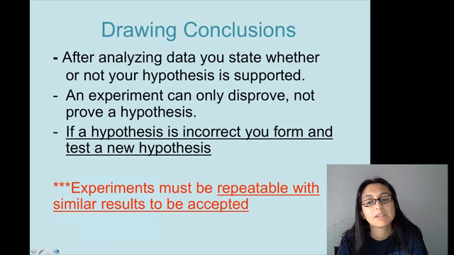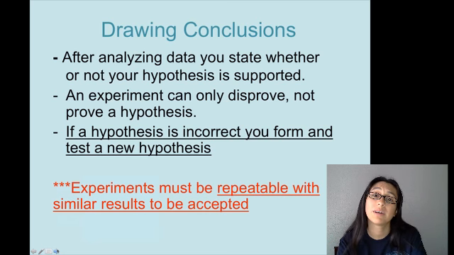Next, if a hypothesis is incorrect, make sure you form a new hypothesis. So remember, conclusion isn't the dead end. There's more beyond the conclusion. And then finally, experiments must be repeatable with similar results to be accepted. If you can't get the similar results, then your hypothesis has to be thrown out and you have to create a new experiment. So you must get the same results over and over and over again in order to say your hypothesis is supported.